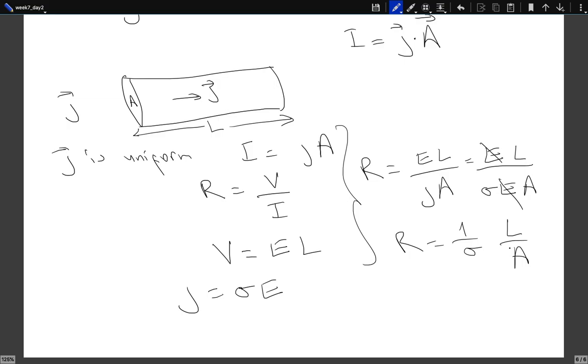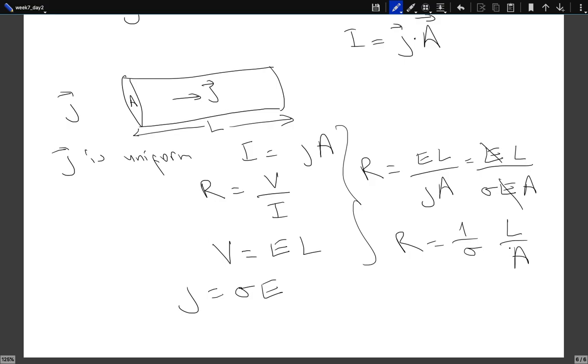Essentially, it says that the resistance is defined as you create a potential difference V and measure how much current I it creates. The ratio is the resistance. That is the definition of resistance. So it will still hold. But you see, J will be changing as a function of the distance.